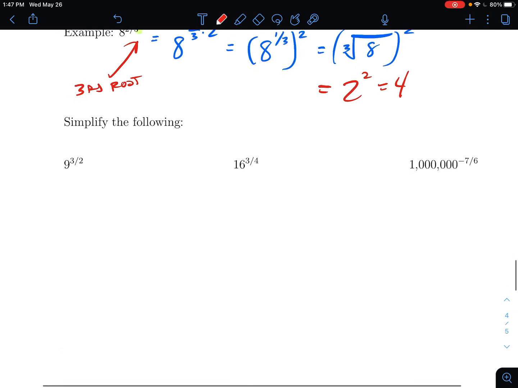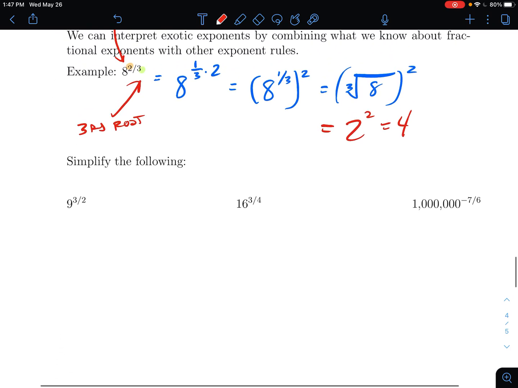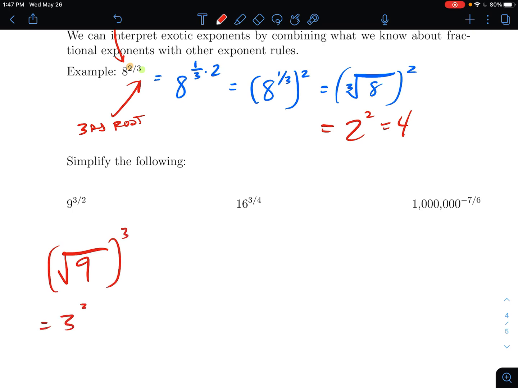So let's look at these. 9 to the 3/2. What that means is we're doing a 2nd root, a square root, and a 3rd power. So this is 3 to the 3rd, which is 27. 16 to the 3/4 means a 4th root to the 3rd power. The 4th root of 16 is 2, so 2 to the 3rd is 8.